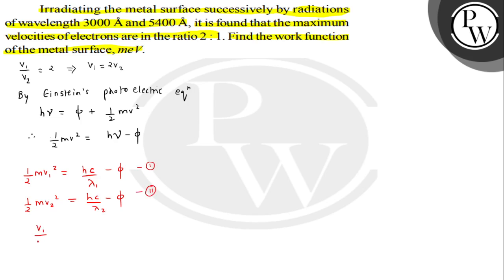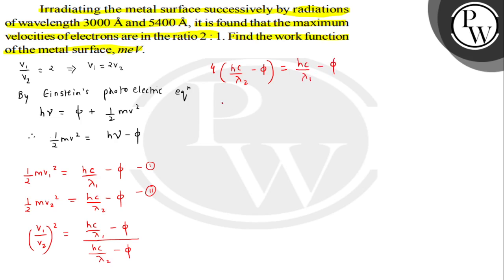If we divide equation 1 and equation 2, we will get v1 by v2 the whole square is equal to hc by lambda 1 minus phi divided by hc by lambda 2 minus phi. Alright, so in place of v1 we substitute twice of v2, so the equation will become 4 is equal to, and here we can just multiply the things, so we write hc by lambda 2 minus phi, and here we will have hc by lambda 1 minus phi.